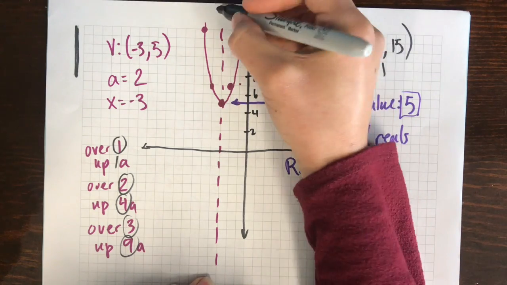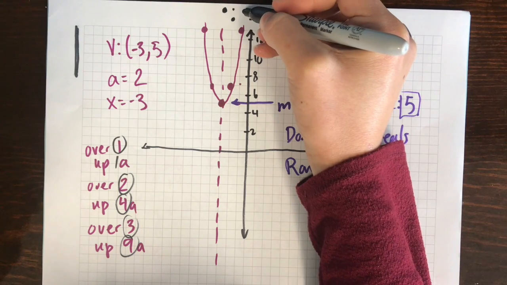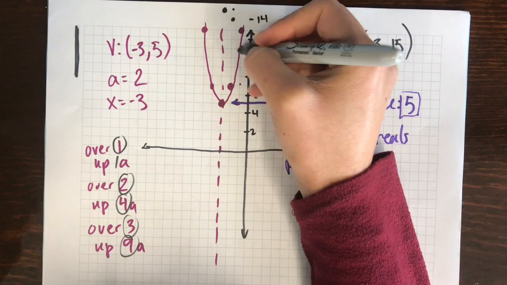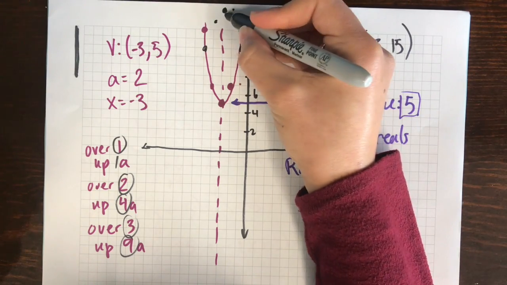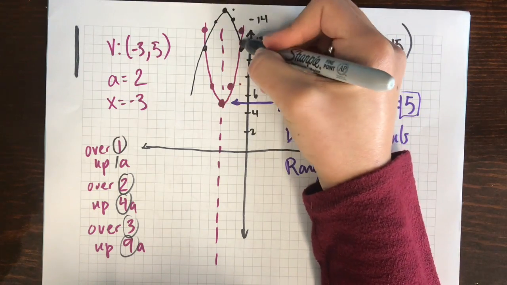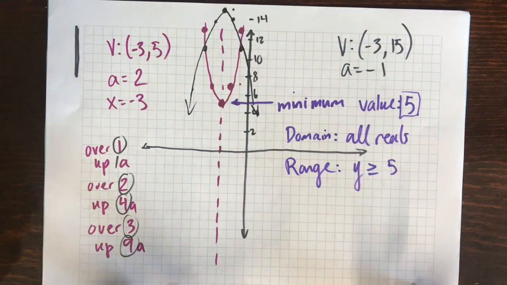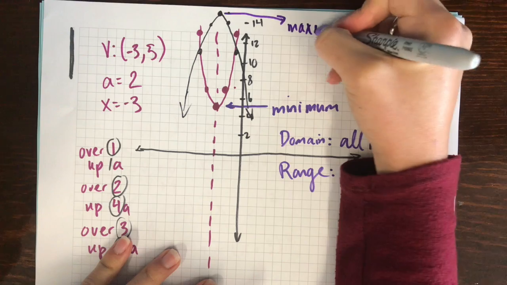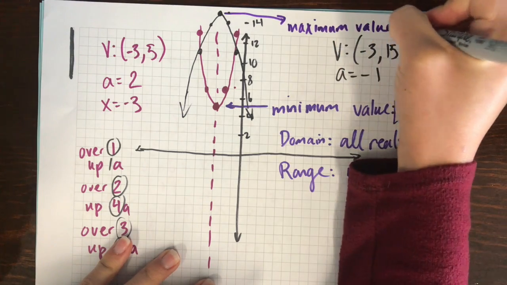And then I'm going to go over 2 from my vertex, and then down by 4 times a, which is just going to be 4. So I just go down by 4, and then I reflect that on the other side of the parabola and connect my dots, okay? We're always going to draw these parabolas the same. You might notice that the black parabola is a little bit fatter or wider than the pink one, right? Because the pink one had an a of 2, which means it's kind of stretched out.